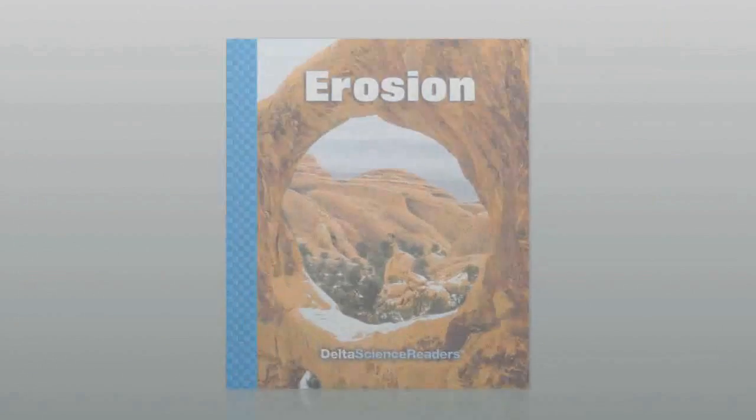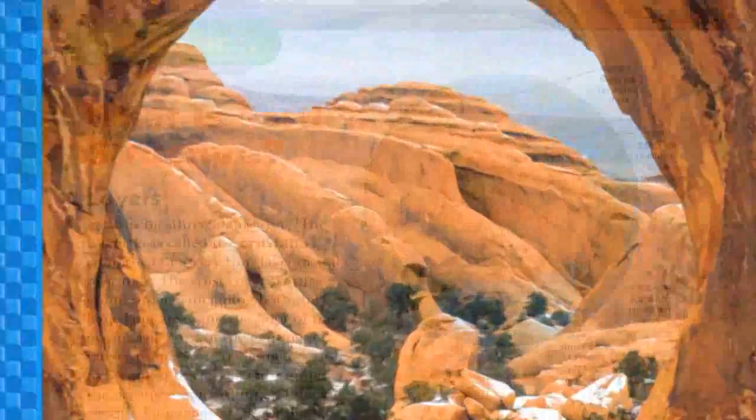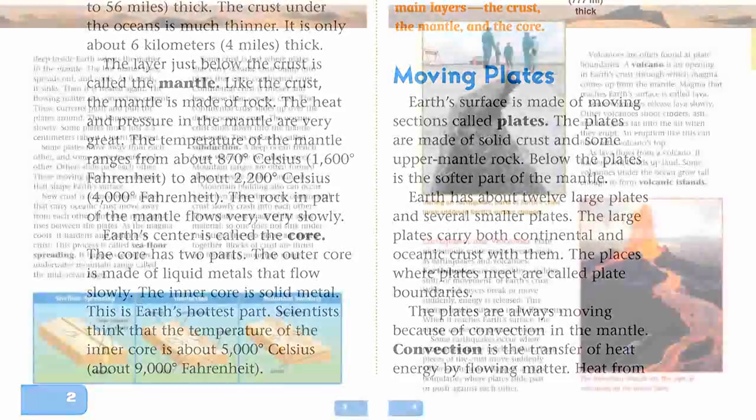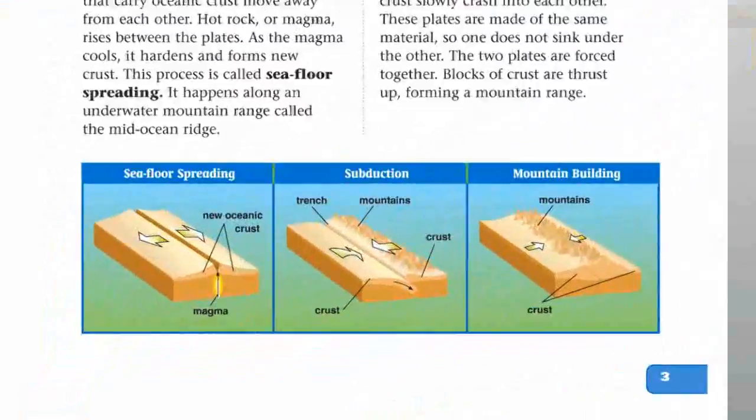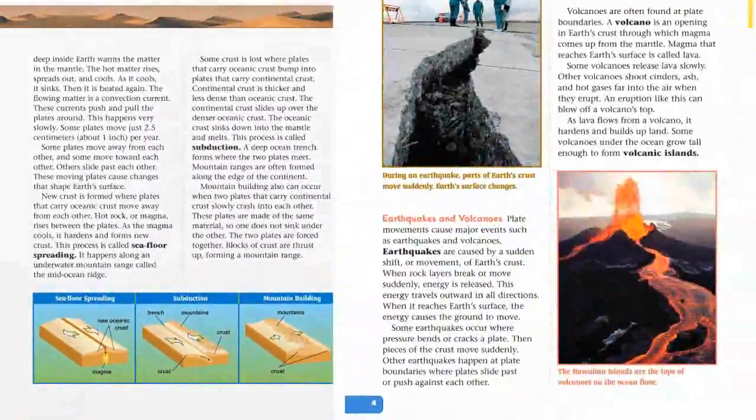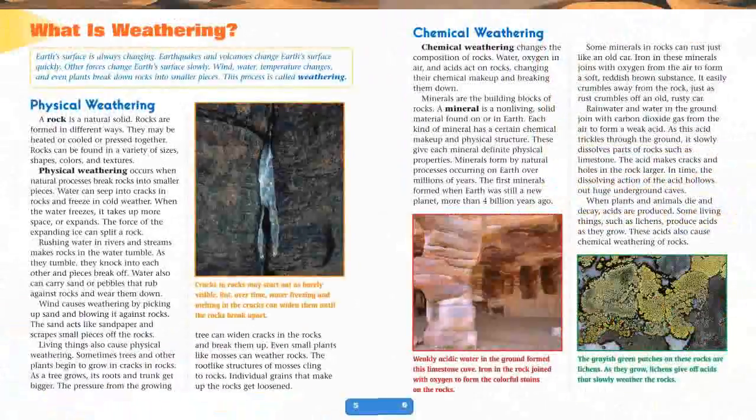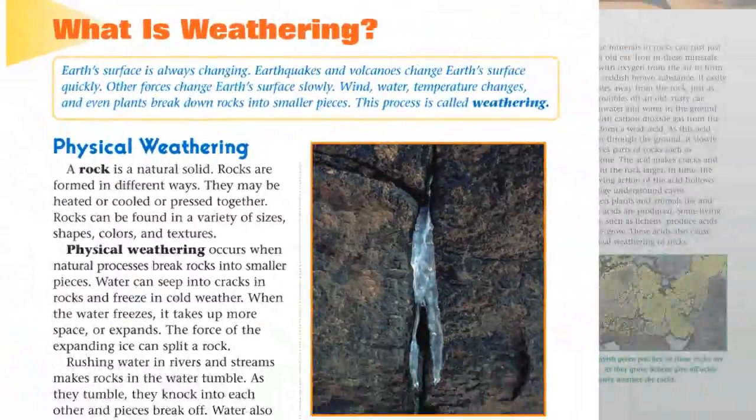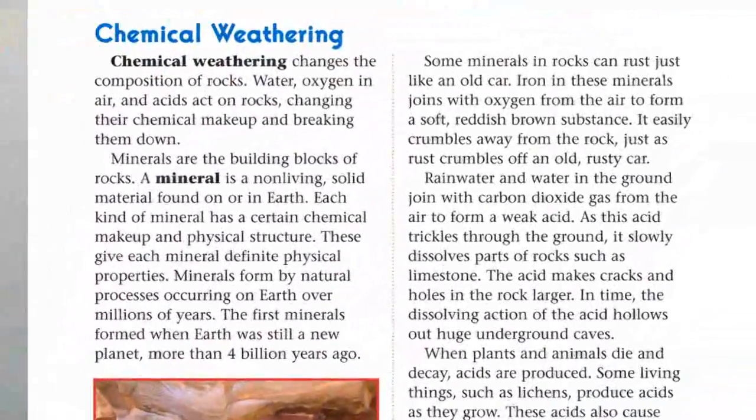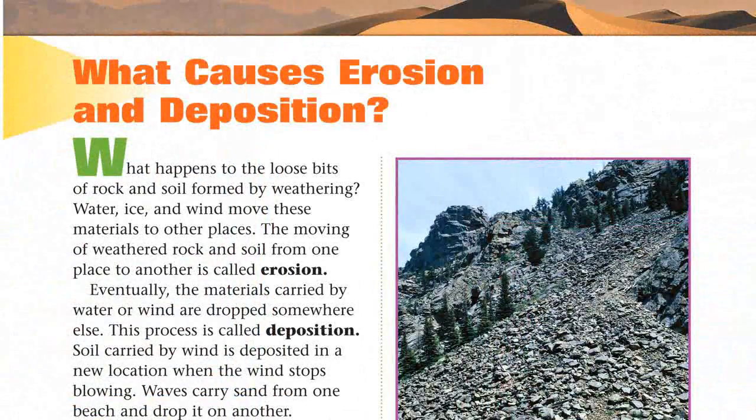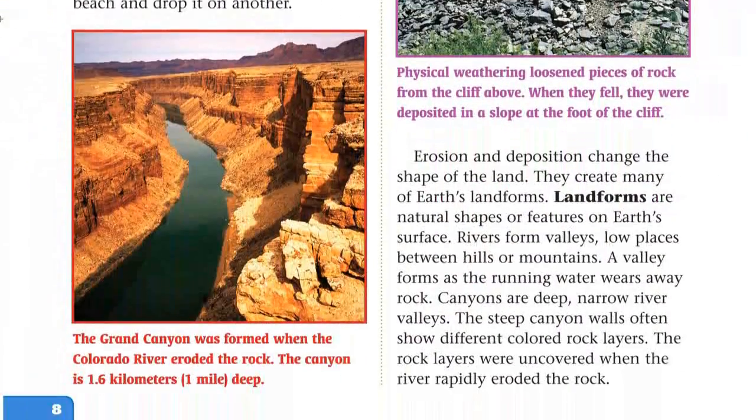In the Delta Science Reader Erosion, students read about Earth's structure. They find out about the slowly moving plates that make up Earth's surface and how they are related to mountain building, trenches, earthquakes, and volcanoes. They learn about physical and chemical weathering and how they contribute to soil formation. They are introduced to the causes of erosion and deposition and the landforms that are the results of these forces.